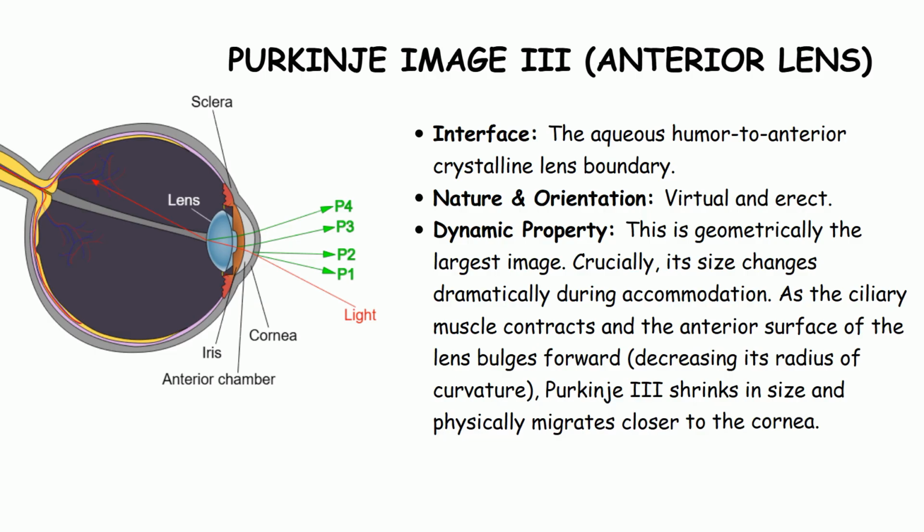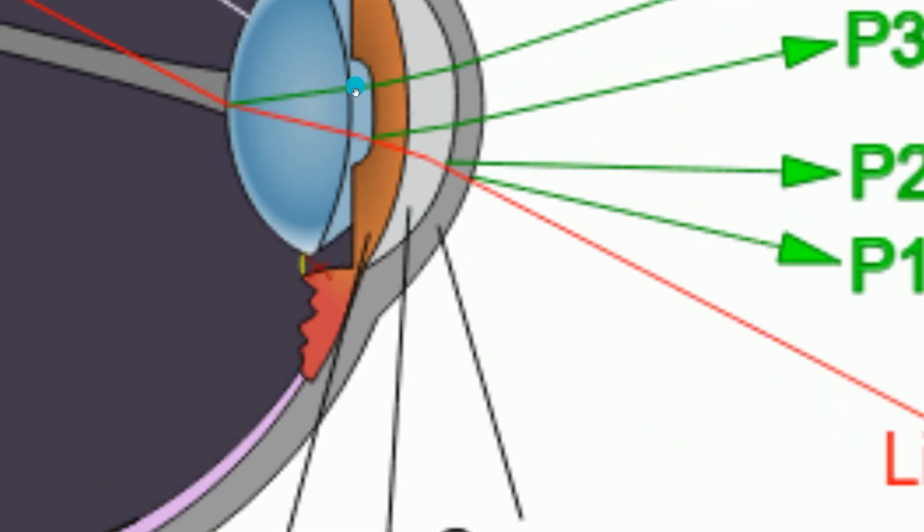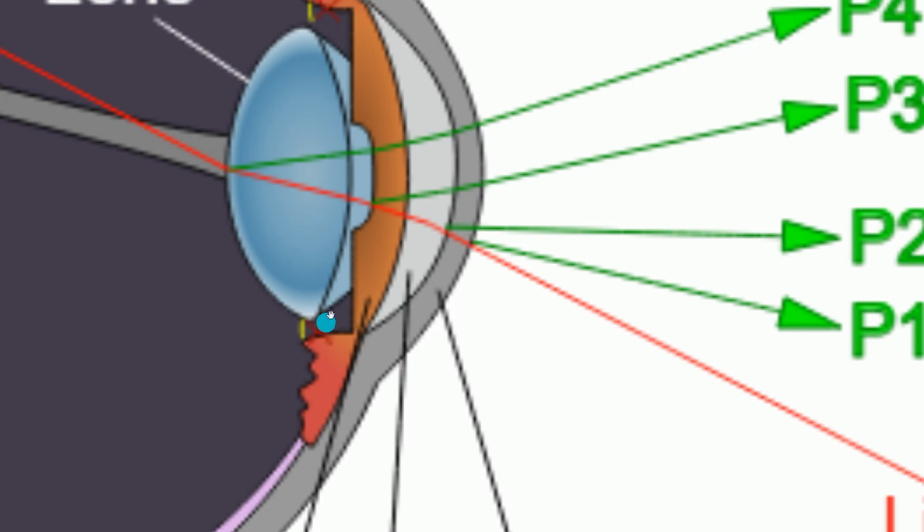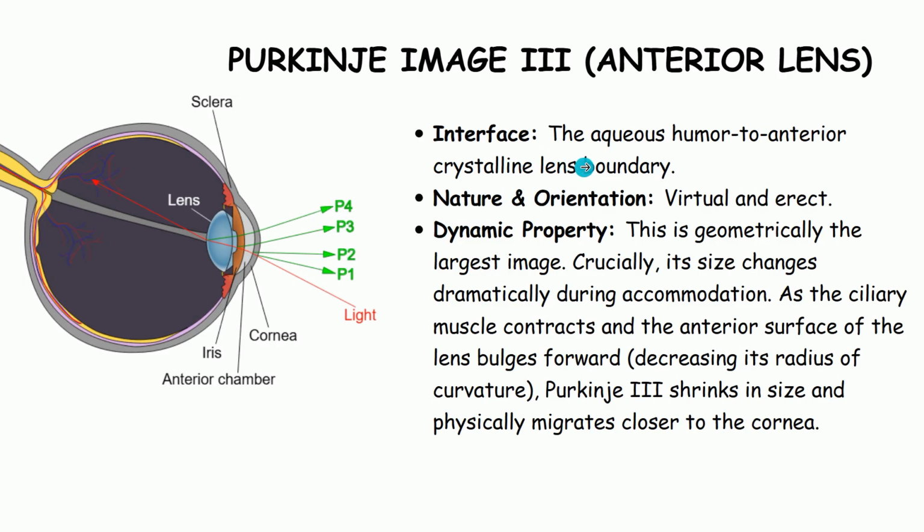Then next is Purkinje image 3, situated in the anterior lens. So here is the lens. Okay, P3. This is also convex. The interface is the aqueous humor to anterior crystalline lens boundary, another optical media. The nature and orientation is virtual and direct because it is a convex surface. The dynamic property is that this is geometrically the largest image. So if the question is what Purkinje image produces the largest image, the answer would be Purkinje image 3. Crucially, its size changes dramatically during accommodation.